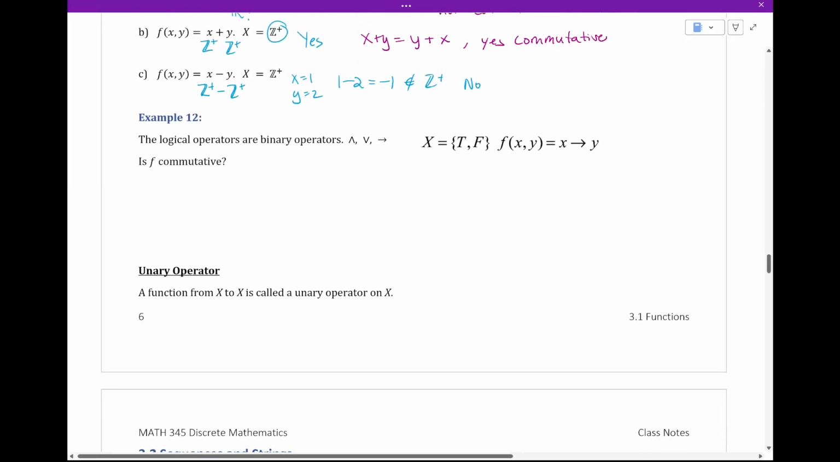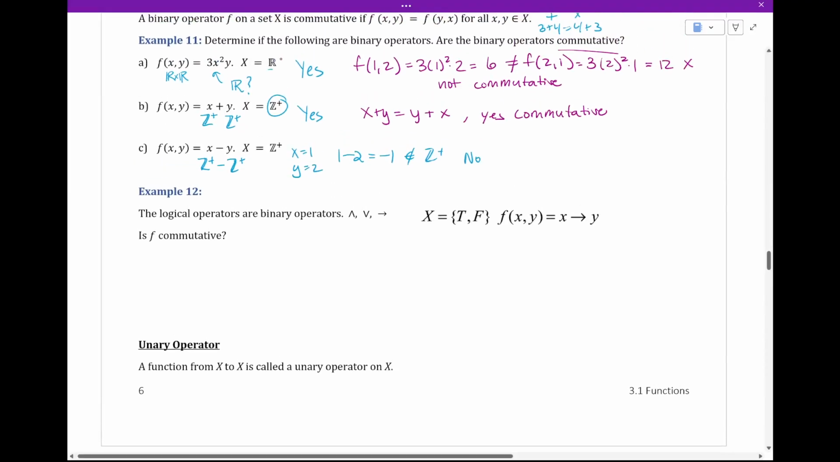Okay, let's take a look at our logical operators. They are also binary: and, or, and implies are binary. And let's take a look at that. So before our sets were real numbers, this set was positive integers. Now my set is the values true and false. Those are the only two values that are allowed in X. So this takes on a value from X, either true or false. And this takes on a value from X, either true or false. Does the result take on a value from X? Is the result going to be from the set true or false? And the answer is yes. So yes, this is a binary operator.